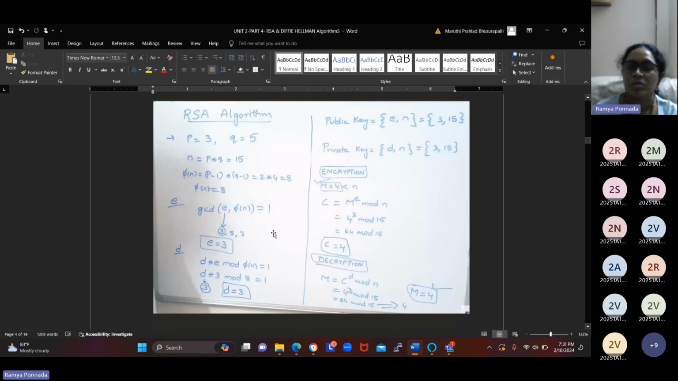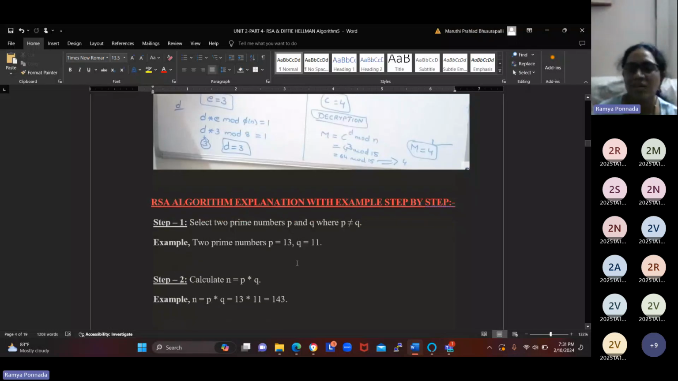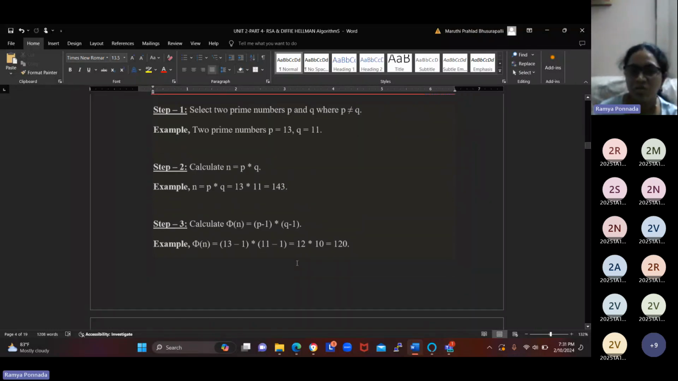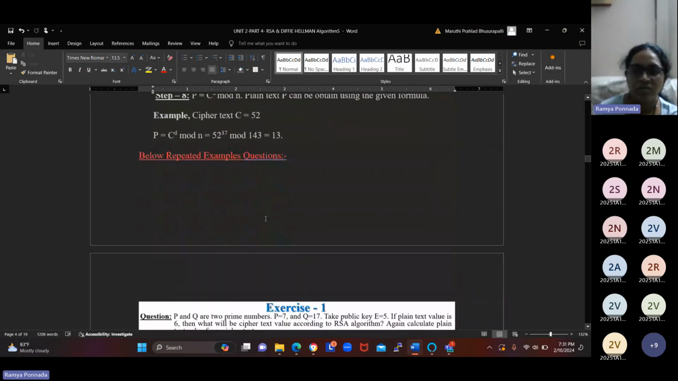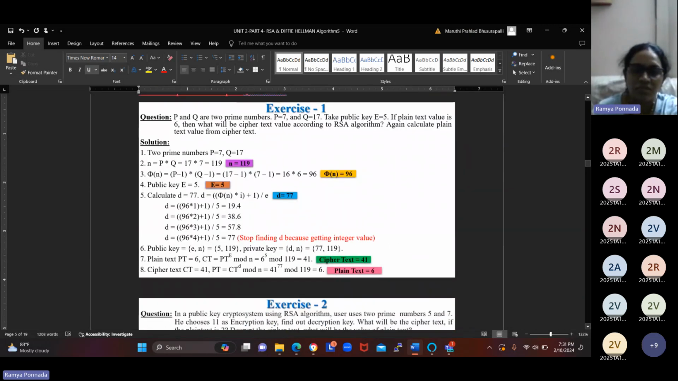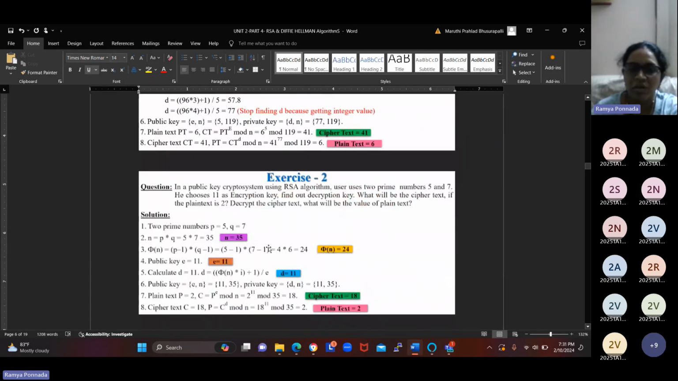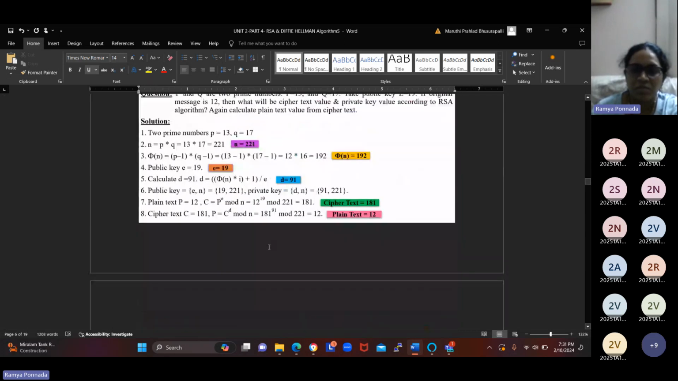So this RSA algorithm is very important. This is for another example, so you can go through it. Like this, we also have some repeated examples from your previous question papers. I have placed those three here, along with the computations we have written, so that you can just go through them. I have given 5, 6, 7 examples.